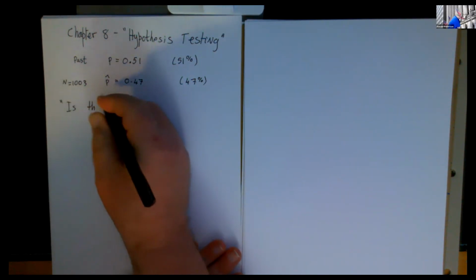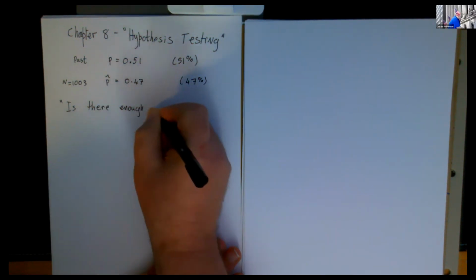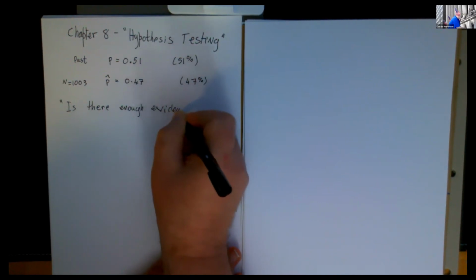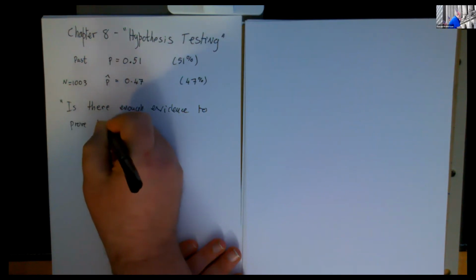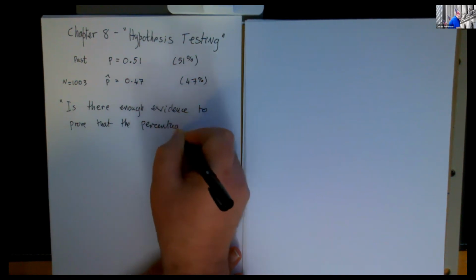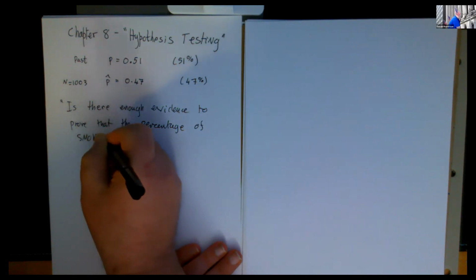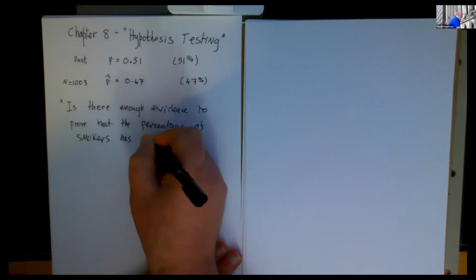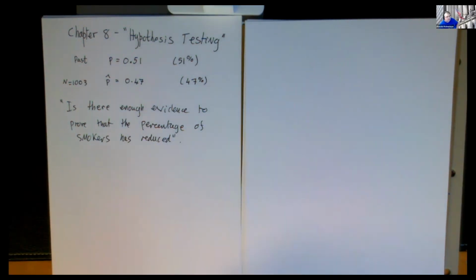Think of it like a court of law. Is there enough evidence to prove that the percentage of smokers has reduced? Now, if you think of it as a court of law, you have a process you have to go through.